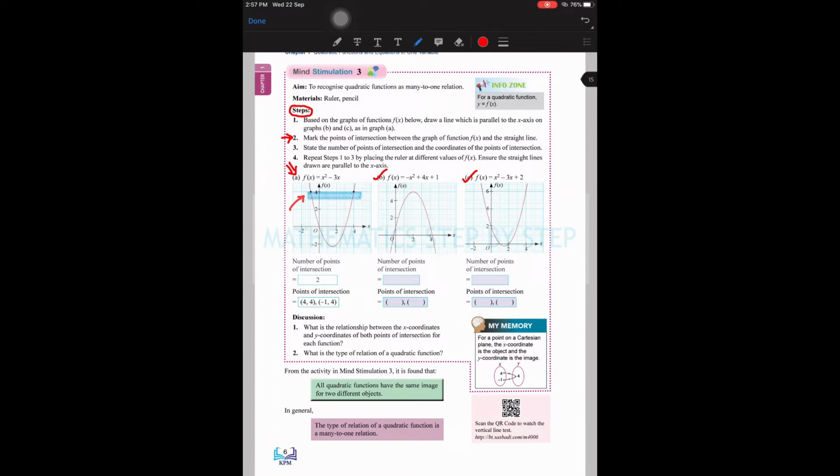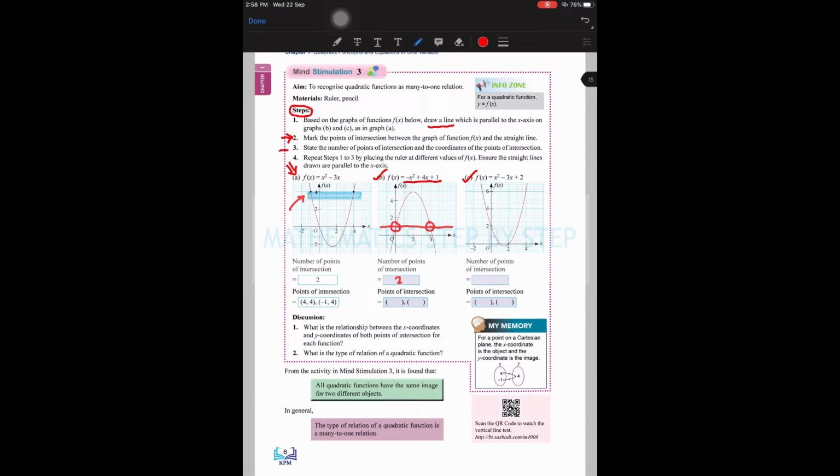So for B, f(x) equals negative x squared plus 4x plus 1. Let's draw a line which is parallel to the x-axis. So I will draw the line here. Okay, you guys will be drawing this line using a ruler. Okay, so mark the points of intersection between the graph of function and the straight line. So this is the first intersection and this is the second intersection, okay? So there are 2 points of intersection.